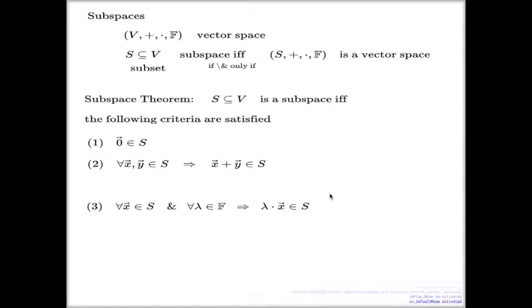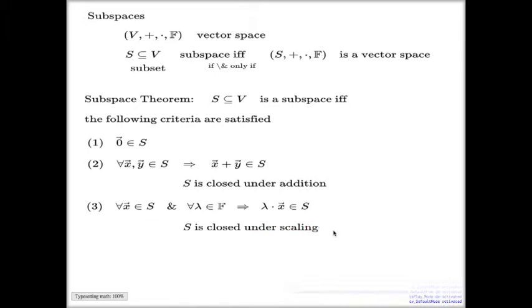So basically, the 3 requirements you need to check. First one is that the zero is in the proposed subspace. Second one, you can call it shortly that this proposed subspace must be closed under addition. At this stage, I think the idea of something being closed with respect to an operation must be quite familiar to you. And the third one is that S is also closed under scaling by any scalar available in your scalar field. If these 3 criteria are satisfied, you can safely claim that your S is a subspace.